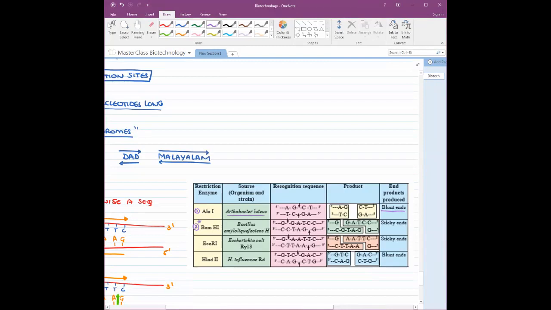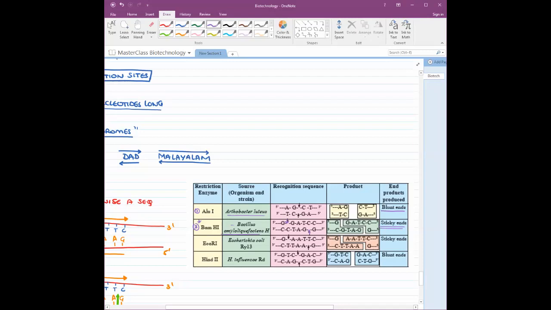BamHI is from Bacillus amyloliquefaciens H. The sequence is GGATCC. And how is it cutting? Just like EcoRI, one base in from each end, so you will see sticky ends.